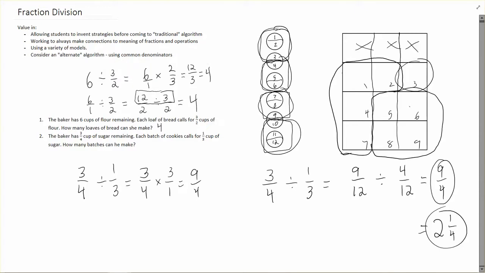So this alternate algorithm using common denominators can help us understand a little bit better about what's going on. It's also pretty easy to do the computation once you have the common denominators. You essentially just ignore them and do numerator divided by numerator and get yourself your answer. So hopefully those are some helpful thoughts for you to teach students how to divide fractions.